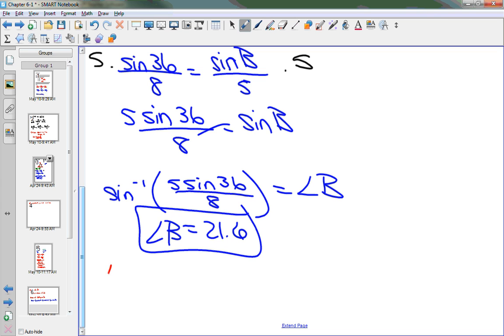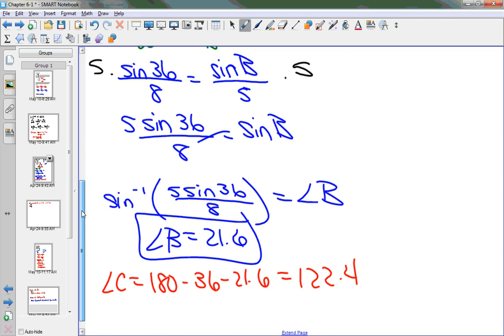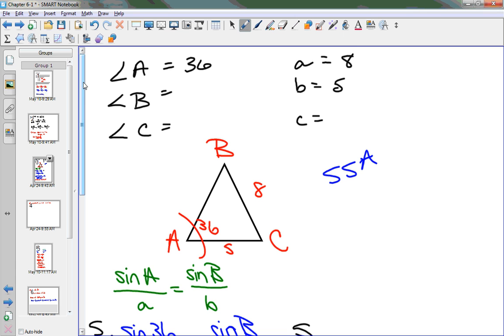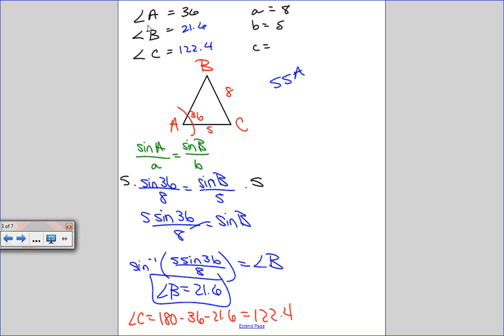180 minus 36 minus 21.6 was 122.4. So I'm going to come back up here and put those in here. Okay? That's the information we have so far. Now, what am I missing?